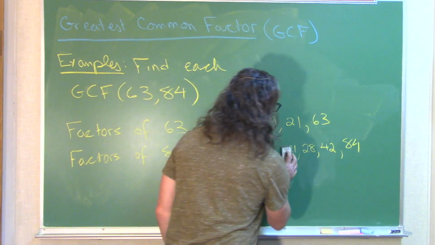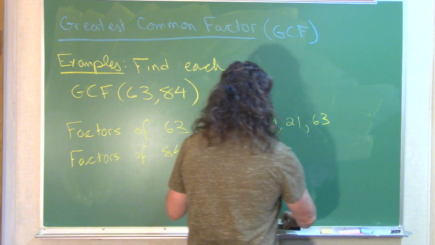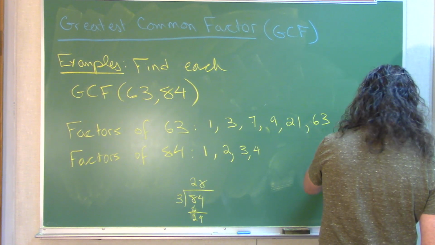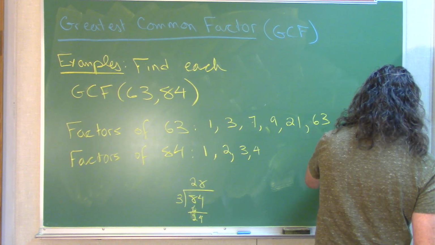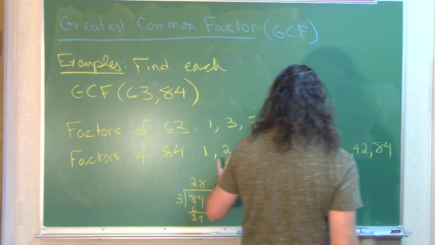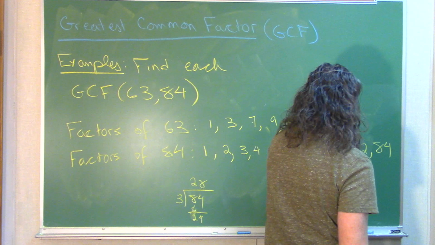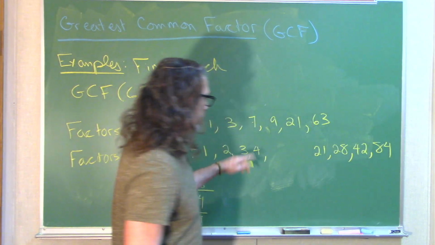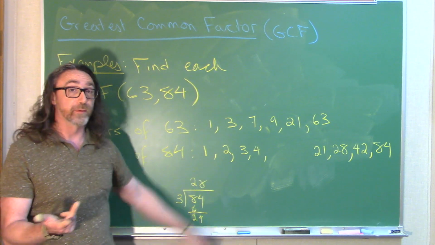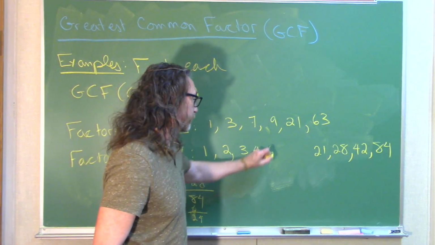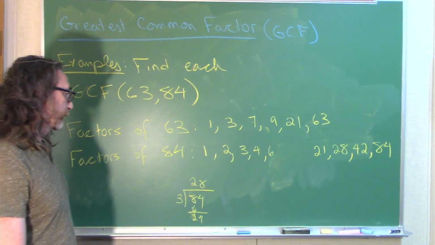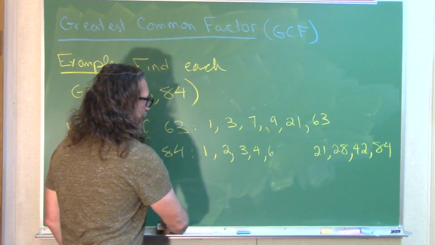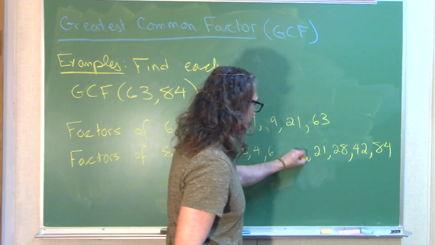Okay, let me kind of give myself a little more room here. 84, 2 times 42, 3 times 28, 4 times 21. If a number is divisible by both 2 and 3, then it's got to be divisible by 6. 6 is also a factor. And 84 is 6 times 14.